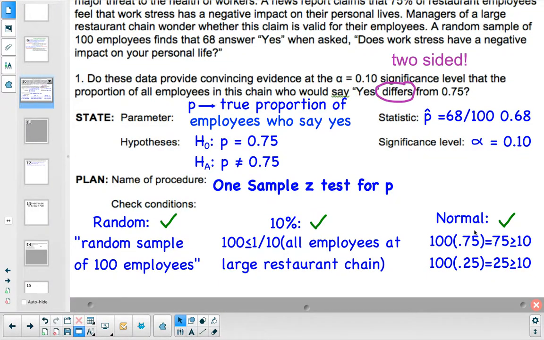And then you check that the sampling distribution of the statistic is approximately normal. Because this is about proportions, we check the large counts condition. And notice I'm using p, not p hat. I would expect, in a world where the null hypothesis is true, to get at least 75 successes and 25 failures: 75 employees to say yes and 25 to say no. So we're good to go and use that sampling distribution to create our test statistic.